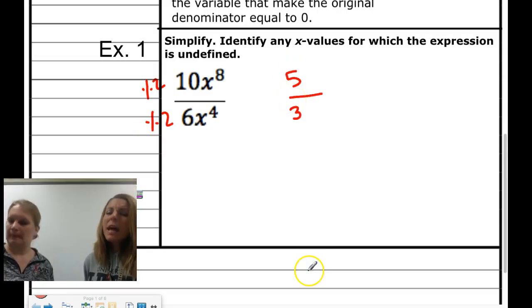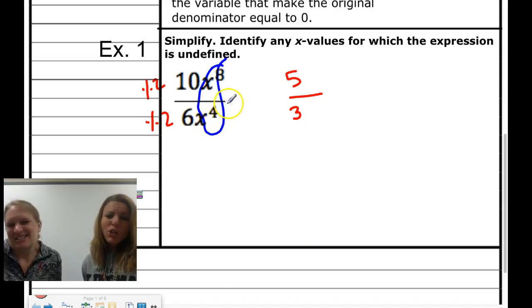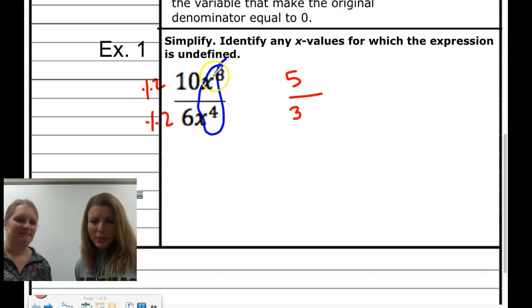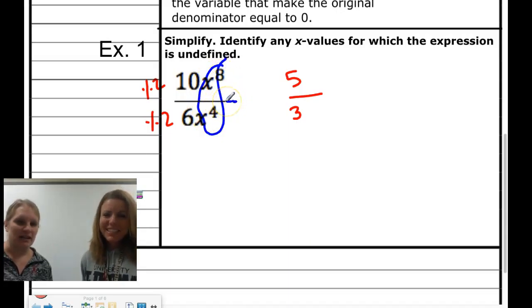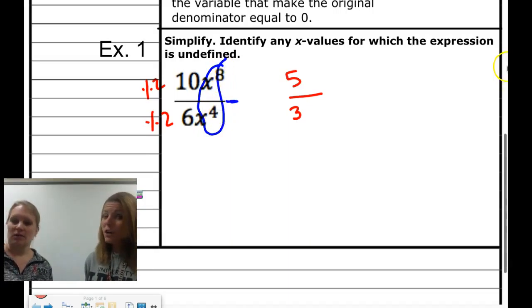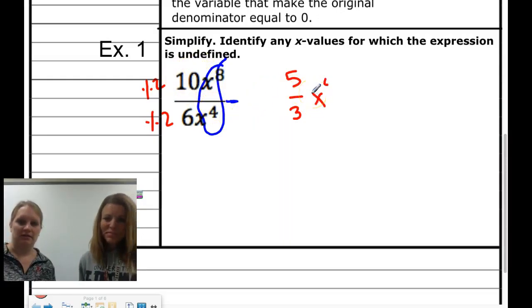Now, notice, we're dividing bases that are the same. We have the bases the same, and we have a division bar that looks like a minus sign. So we subtract our exponents. 8 minus 4 is 4, so we have x to the 4th.